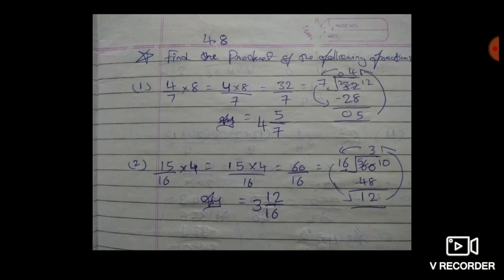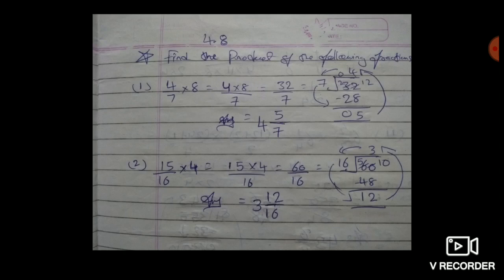Okay, so first multiply all the numerators, like 4 into 8. For the denominator, if only a single number is given, then we write that number as it is. No need to take the second number. So write 7 as it is in the denominator. Then 4 into 8 upon 7 equals 4 8s are 32 upon 7.